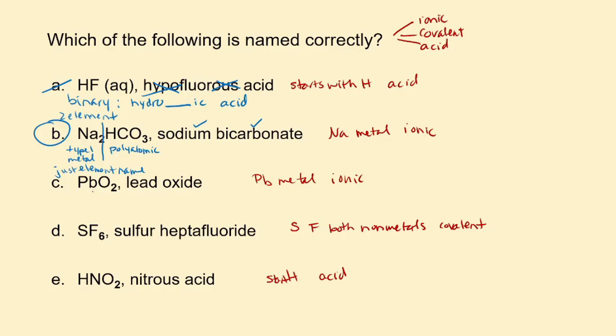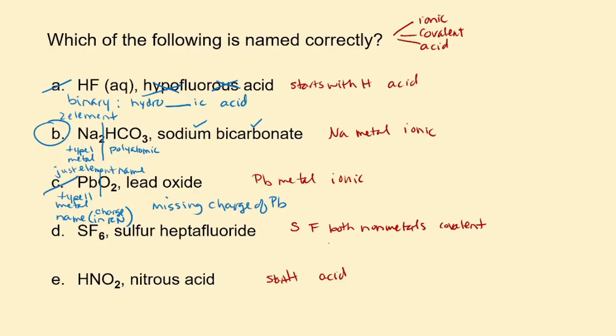Okay, this is lead and oxygen. And when I look at here, I see that lead is a type 2 metal, which means I need to have the name and the charge in Roman numerals in parentheses. It is missing the charge. So this is wrong.